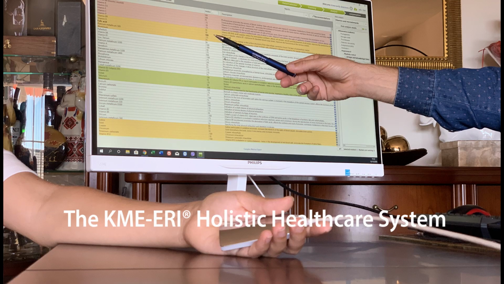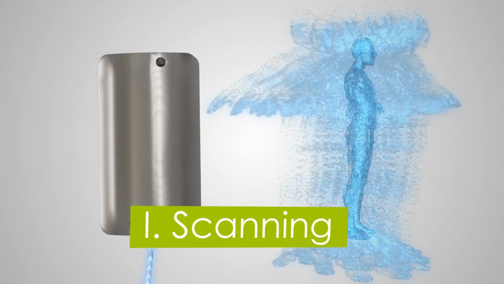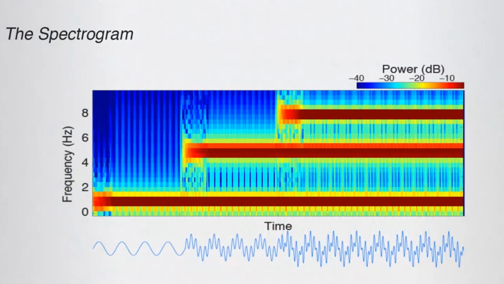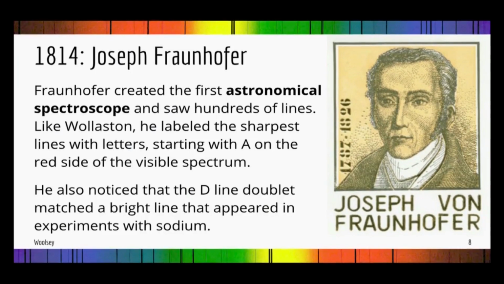The KME-ERI holistic healthcare system uses the principle of analysis of the tension and dynamic fluctuations of the electric fields of an object. It is a purely physical device based on obtaining physical quantitative data. We based our technology on the scientific principle of spectral analysis. The German physicist Joseph Fraunhofer discovered this method in 1814.